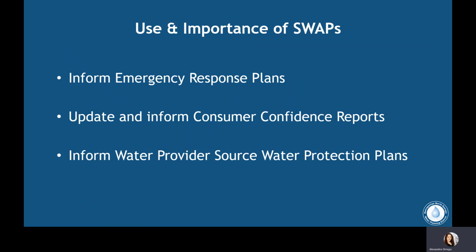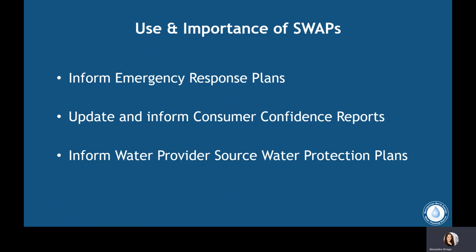These reports can be really useful in informing emergency response plans so that if a spill were to occur, utilities and local emergency response personnel are sufficiently prepared to manage and mitigate the issues before it causes harm to human health or results in large costs to water treatment plants to remediate.